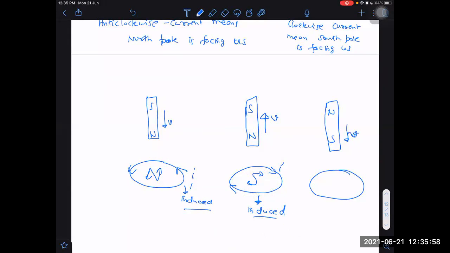What is it now? The south pole is approaching. South will repel, sir. South will be repelling, so a south pole will be created. If a south pole is created, then clockwise. Clockwise current will be induced. Clockwise induced current.